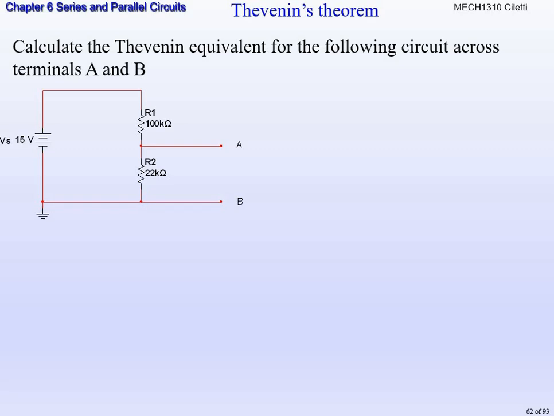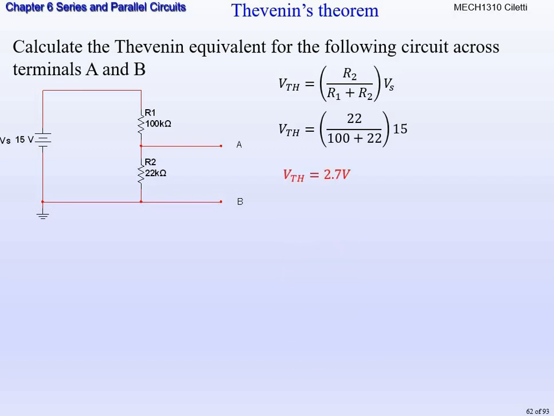So don't get scared of Thevenin stuff. Thevenin stuff's actually pretty easy. When we do Thevenin, it's just the voltage drop. So our Thevenin voltage, our VTH, in this particular case, terminals A and B, is just the voltage drop across R2. So it's going to be 22 divided by 100 plus 22 times our voltage source, which is 15. You can use the K's if you want and make it 100,000 and 22,000, but if you don't, it's okay. It'll still work out, because the thousands piece cancels anyway. So our Thevenin voltage ends up being 2.7 volts.